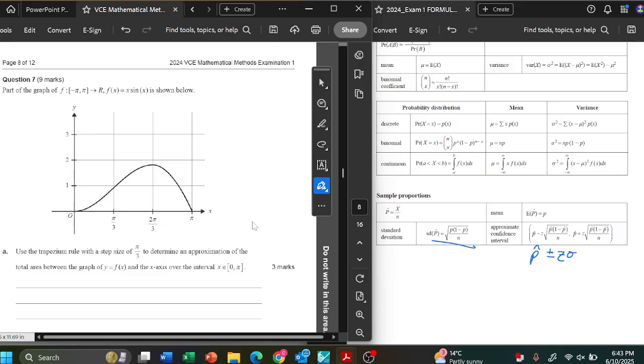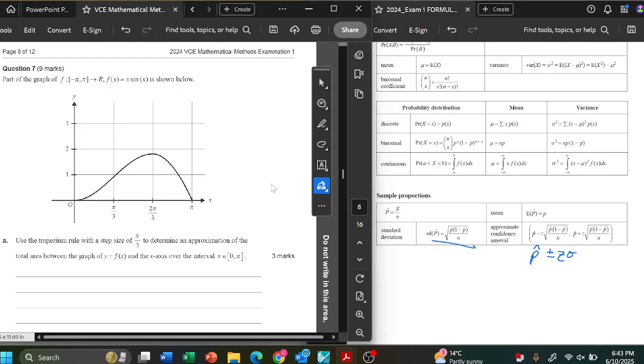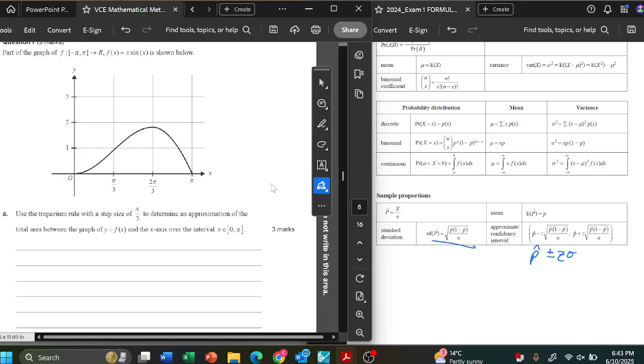Okay, let's move on and look at the next one. We've now got a composite function. Actually, a product of two functions here. We've got the function f of x equals x sine x, and the first question is a trapezium rule question. It looks like it's got a maximum somewhere up here. It's not completely clear where that maximum is, we'll get to that later. But we've got this trapezium rule.